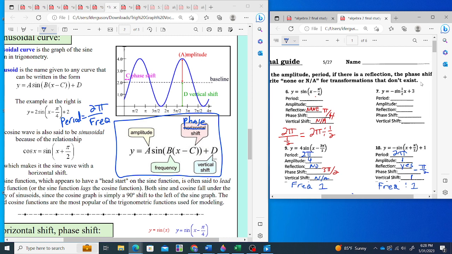Now this one right here has a frequency. So I've got y negative sign, so that's a yes for reflection. The amplitude is 1 because there's no number there. My frequency is 1/2. And then remember my period is 2 pi divided by the 1/2 or divided by my frequency. So that's the keep change flip, right? Right, Nishala? So 2 pi divided by 1/2, 2 pi times 2. So my period is 4 pi. And then my phase shift is nothing because there's nothing in parentheses, but my vertical shift is 3.